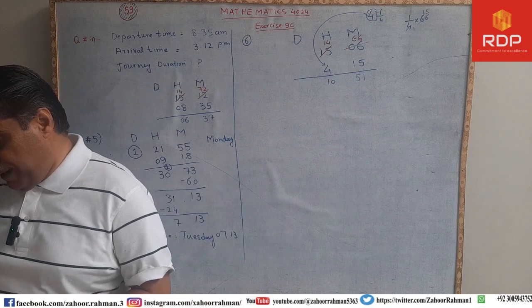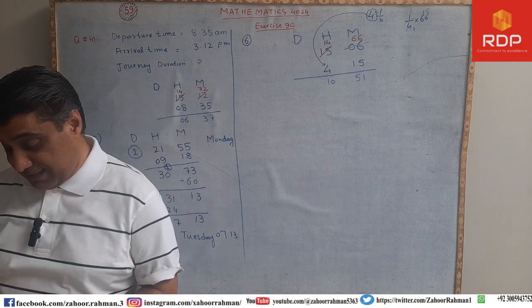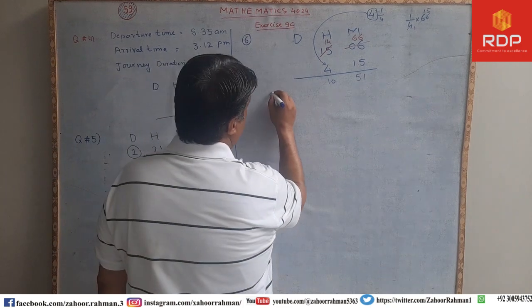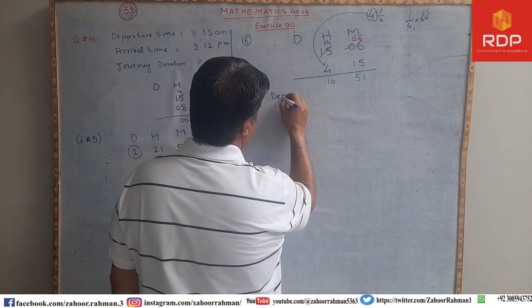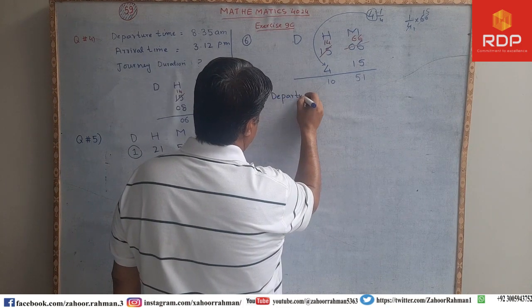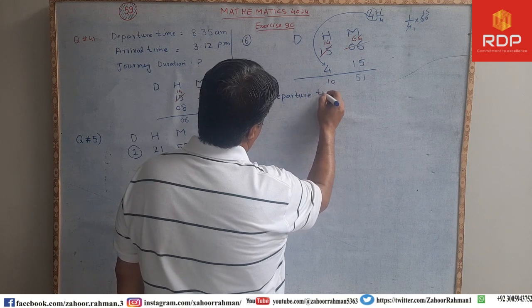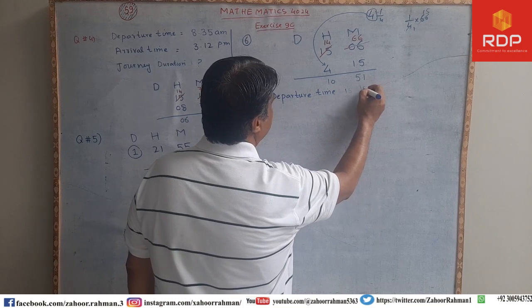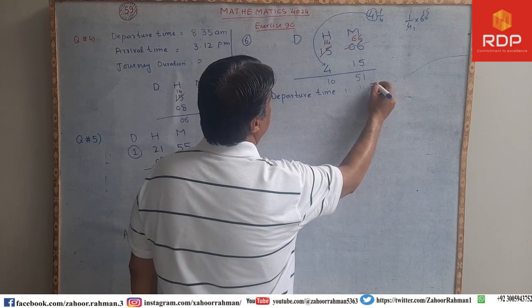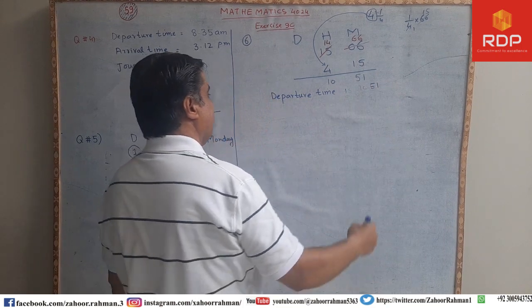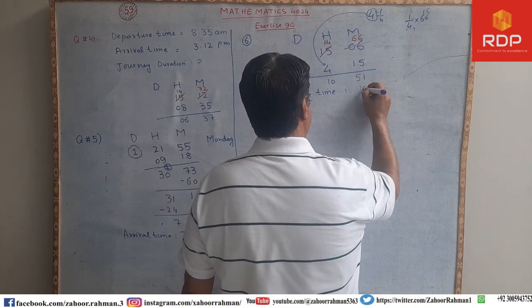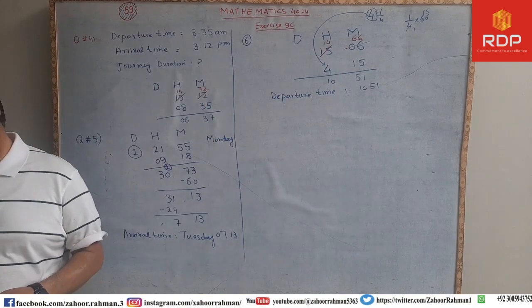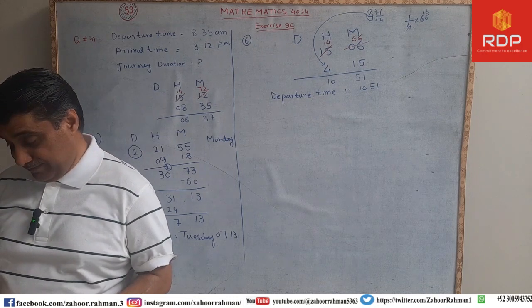So the departure time is 10:51. Departure time is 10:51 universal time. So that is the answer in this way.